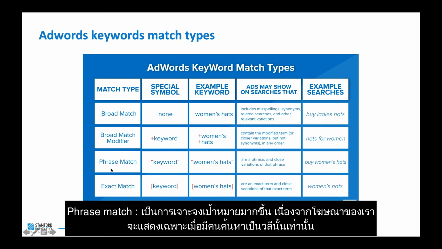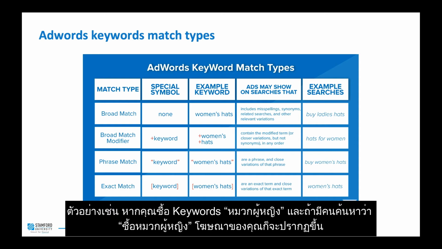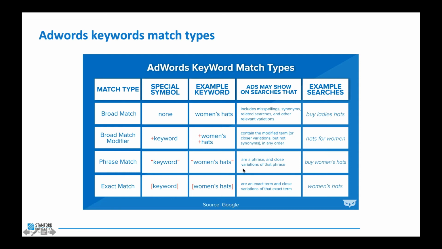The next is phrase match. This is more targeted, as your ad will only show when the phrase is searched. So for example, if you buy the keyword women's hat, and the keywords buy women's hat is searched, then your ad will show up. And the last is exact match.